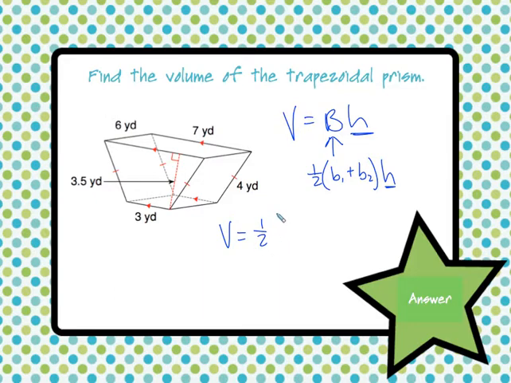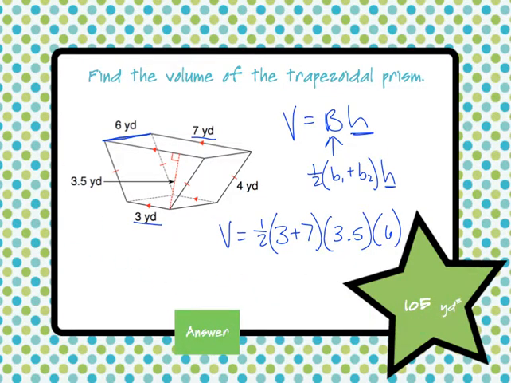So let's do 1/2. The two bases are 3 and 7 for our trapezoid, 3 plus 7. The height of the trapezoid is 3.5. And then that's just this capital B. Then we need the height of the entire thing, which is the distance between the bases. So if the bases are the trapezoids, the distance between them is 6 right here. So multiply all that together. Let's see what you get. 105.